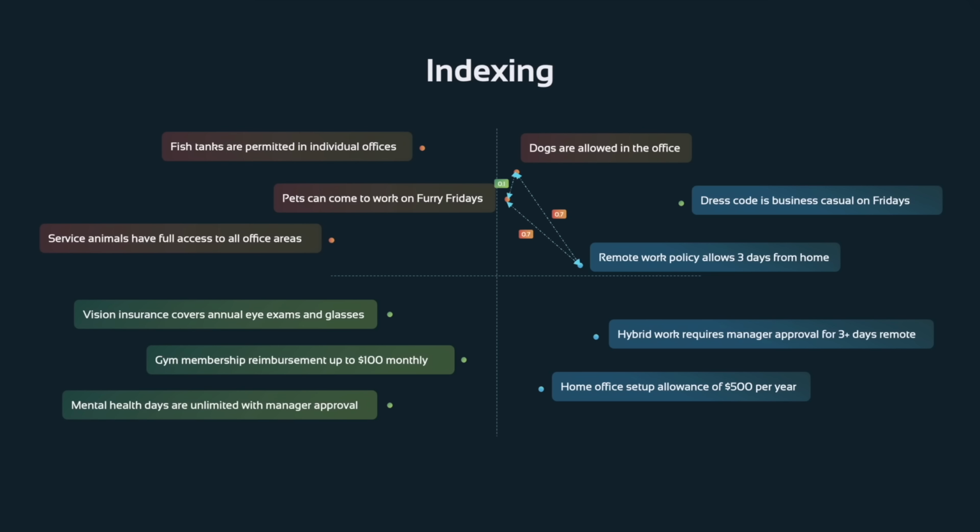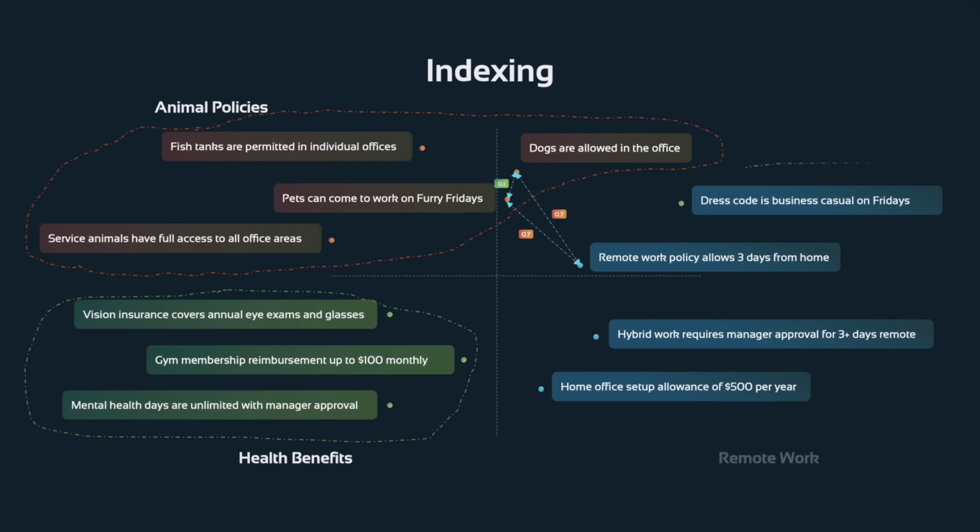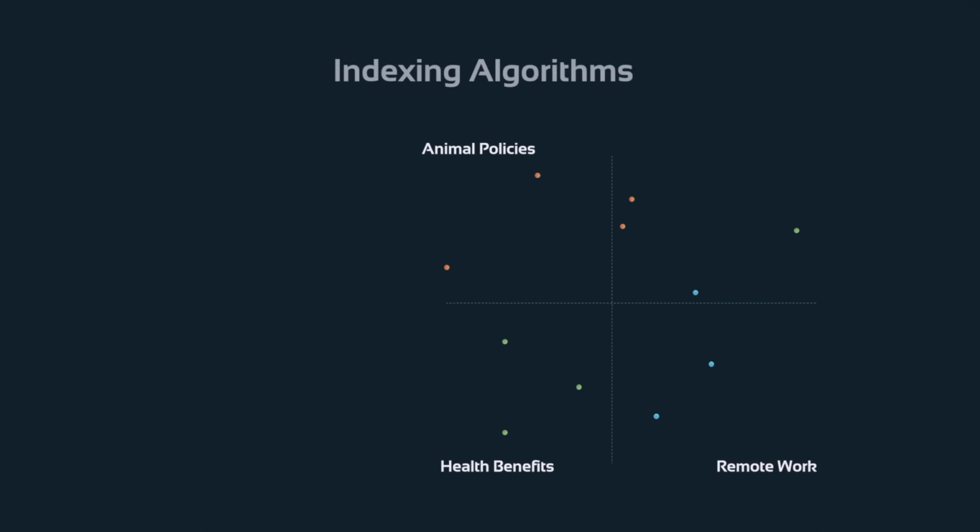Instead of checking every single vector, we pre-organize them into neighborhoods. In this case, the animal policies are grouped together. All health benefits are grouped together. All remote work policies are grouped together. That way, when someone asks about bringing their dog to work, we don't search the entire space. We go directly to the animal policies neighborhood and only search there.